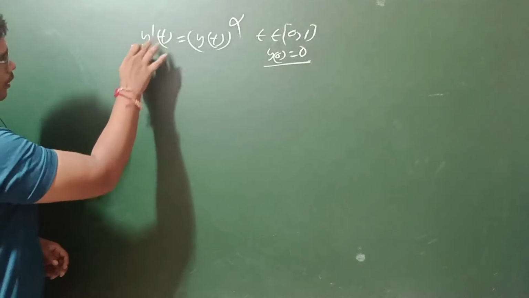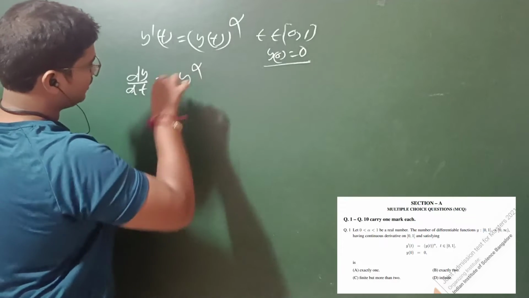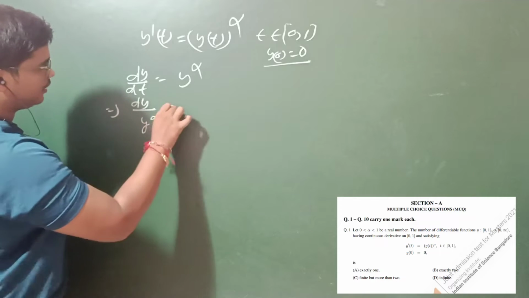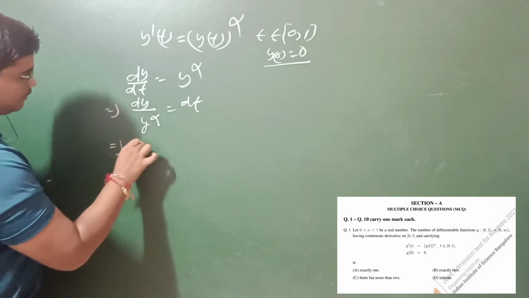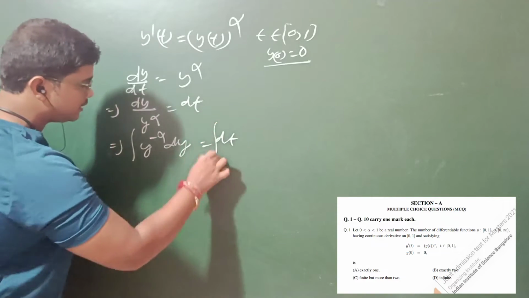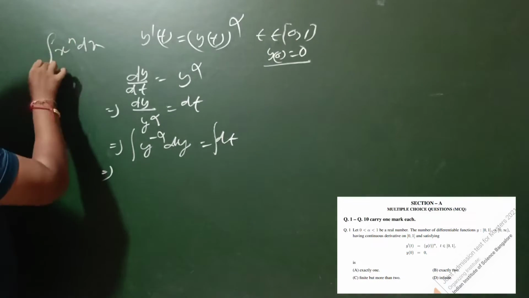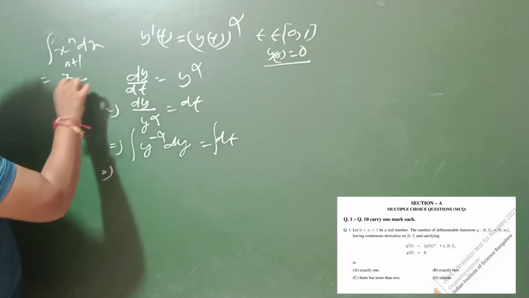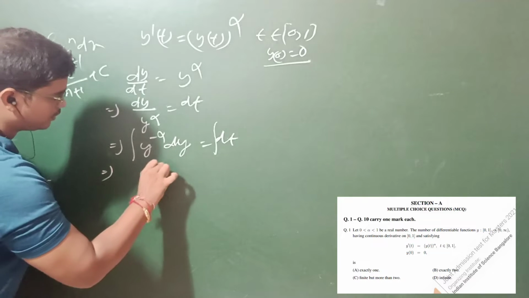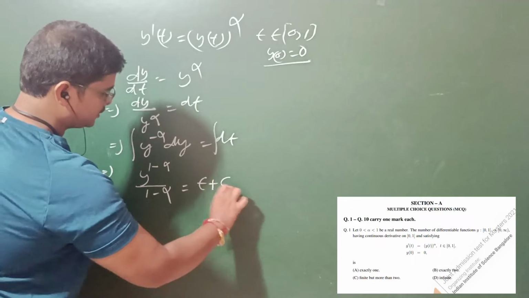Now y'(t) we can write as dy/dt = y^alpha, which implies dy / y^alpha = dt, which implies y^(-alpha) dy = dt. Take integration on both sides. Now the integral of x^n dx equals x^(n+1)/(n+1) + c. So y^(1-alpha)/(1-alpha) = t + c.